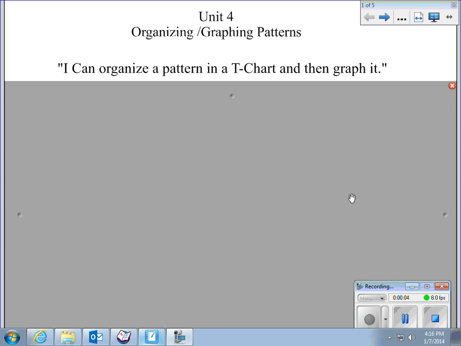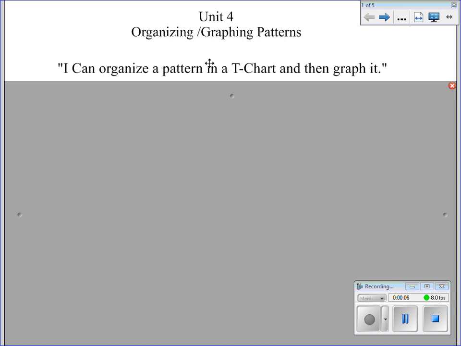Okay, today we're going to do day two of Unit 4, which is organizing and graphing patterns. The whole goal is to be able to identify what the pattern is, organize that pattern in a T-chart, and then take that and graph it on a coordinate plane.